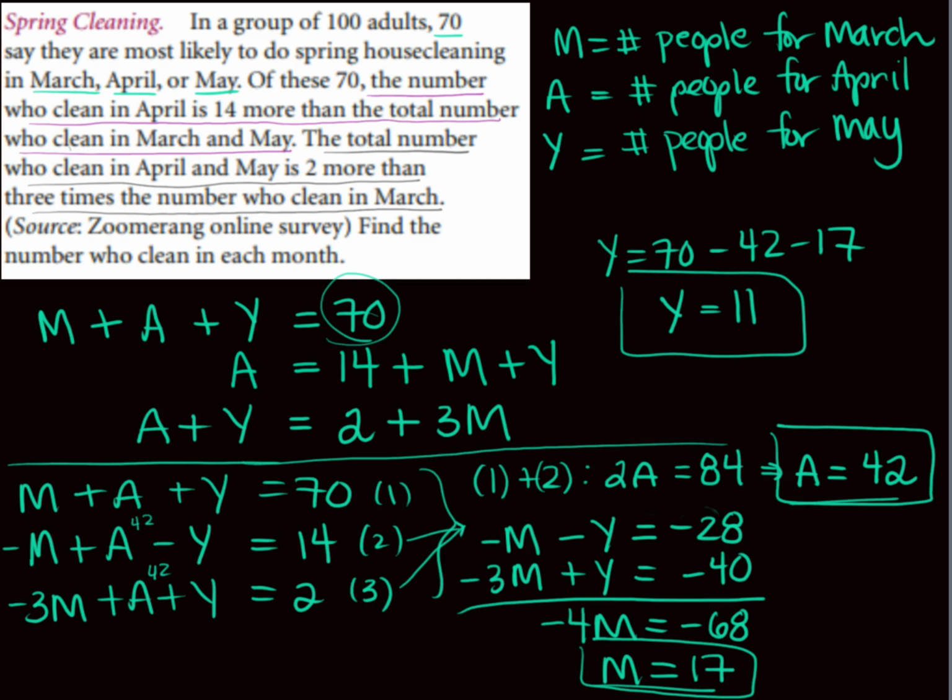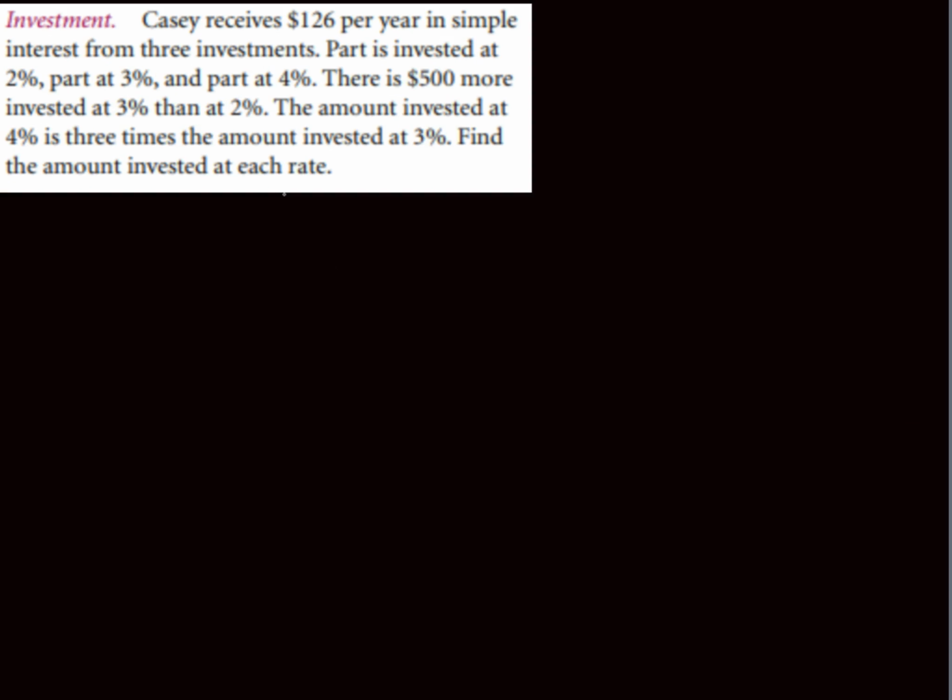Okay, let's look at one more example and then we'll be done. All right, last example. So Casey receives $126 per year in simple interest from 3 investments. So remember, simple interest is just applying the interest rate, and that's it. There is $500 more invested at 3% than 2%, all this stuff, right? So here's the stuff that's important, 2, 3, and 4%.